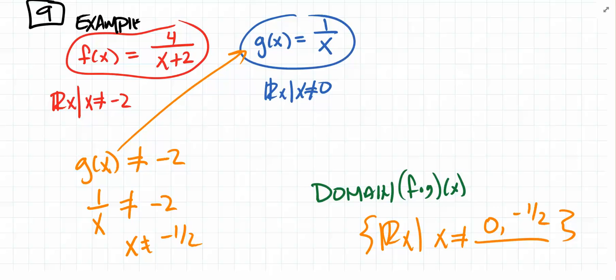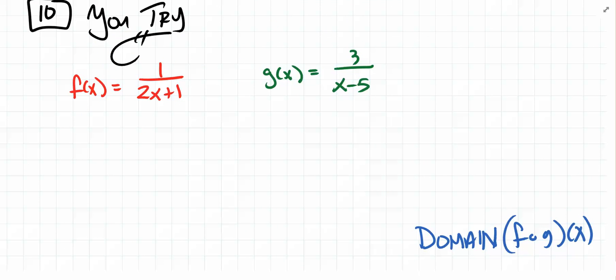So the red function is 1 over 2x plus 1. The green function is 3 over x minus 5. Give me the domain for the composite.